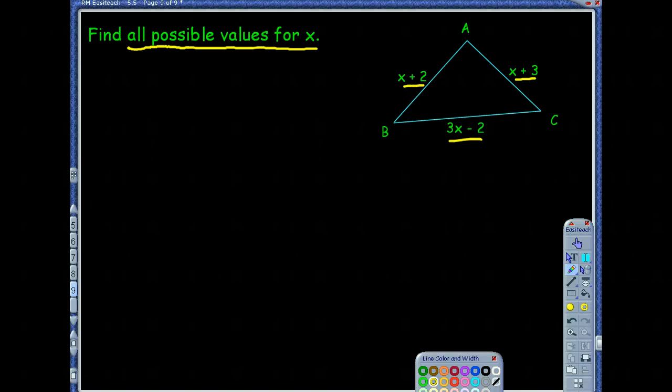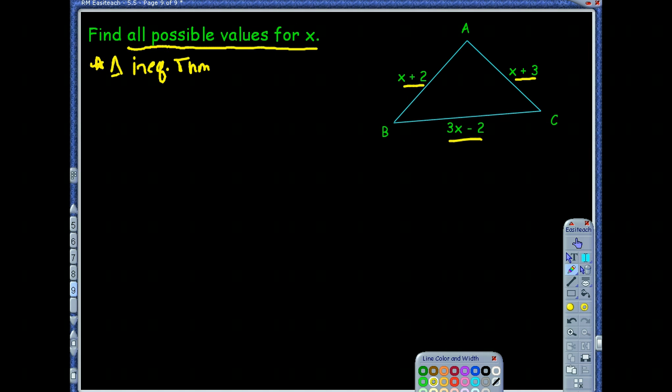Now, the fact that they're talking about the possible values of x means you're going to have some boundaries. You don't really know how long each of those side lengths are, but we know we're restricted. In a triangle, every 2 sides have to add up to be greater than the third. So this triangle inequality theorem will probably be used in this case. So is it going to be like the last one where I'm going to have 3 different inequalities? Yes. Okay, so here we go.